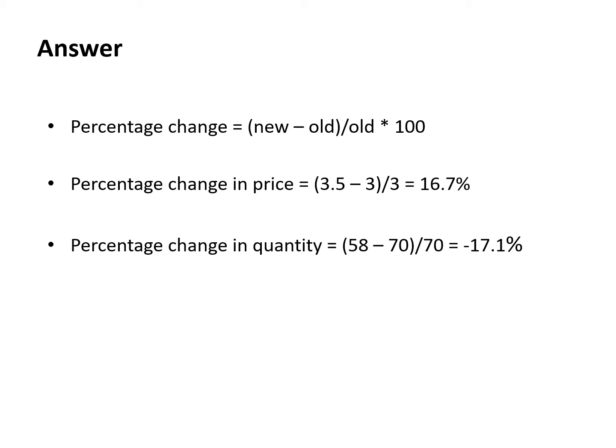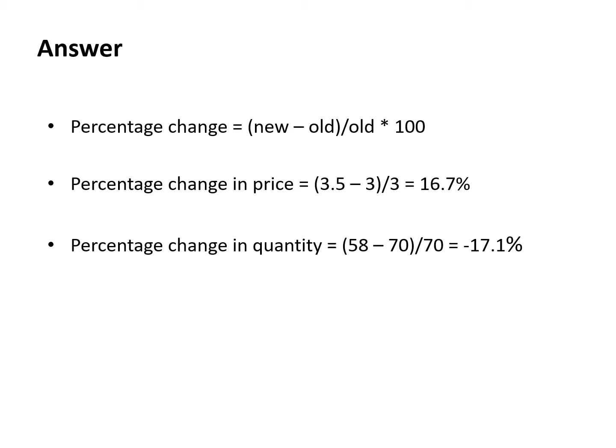So we will calculate the percentage change in the price. The old price was 3, and now the new price is 3.5. So 3.5 minus the old, which is 3, over the 3. So over here we can see that the percentage change is 16.7%. So the price increased by 16.7%.